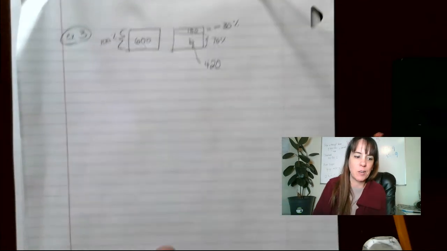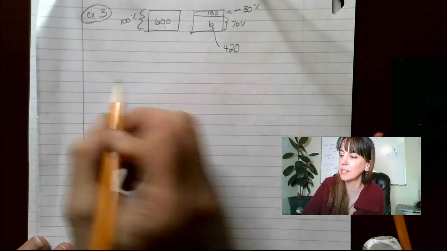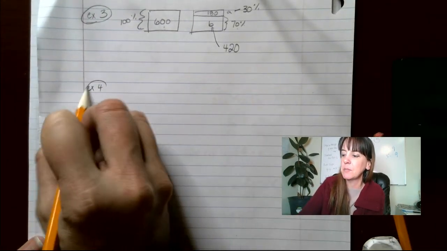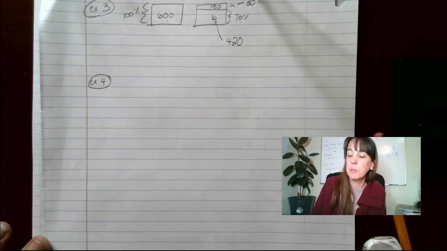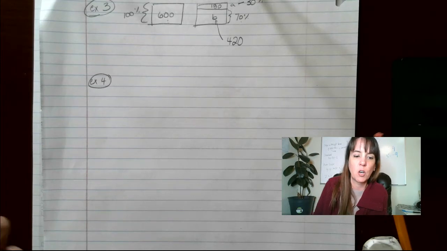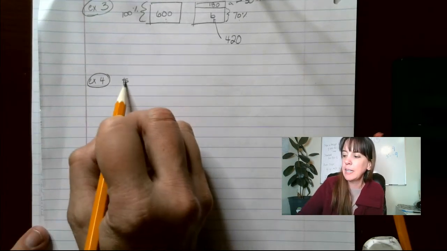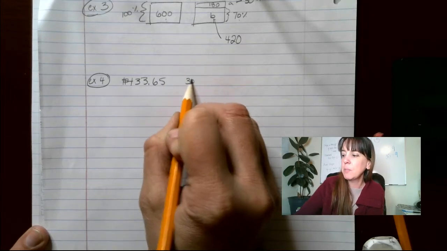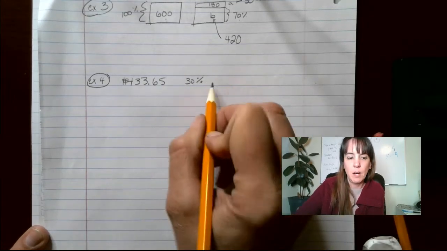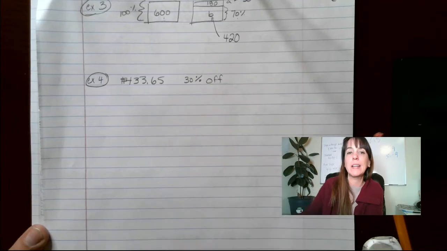I think they'll get a little bit easier when we stop doing the visualizing. I think it's a little better. For example number 4, Ewan was a smart shopper. He got a great kilt for $433.65. It was 30% off. What was the original price?